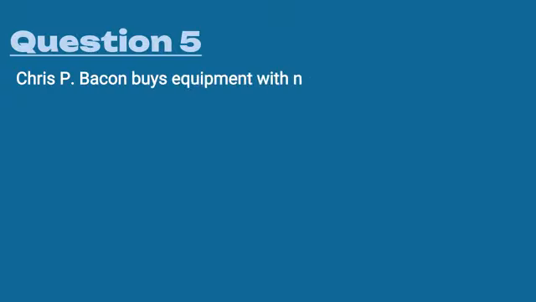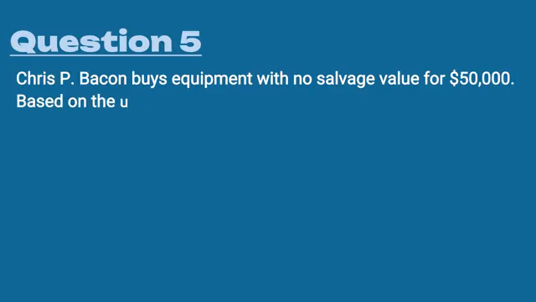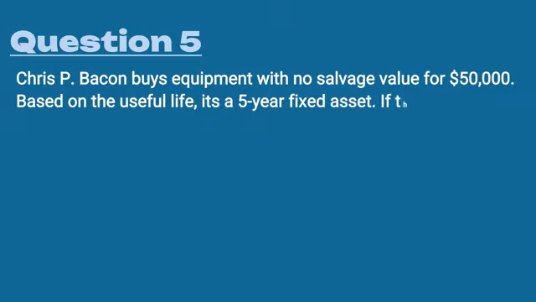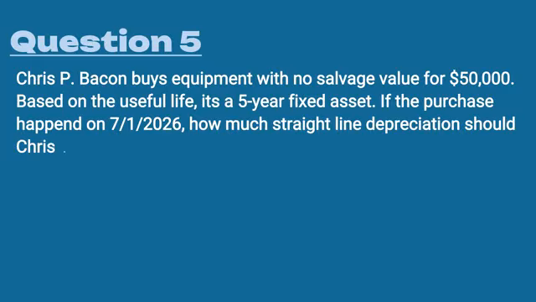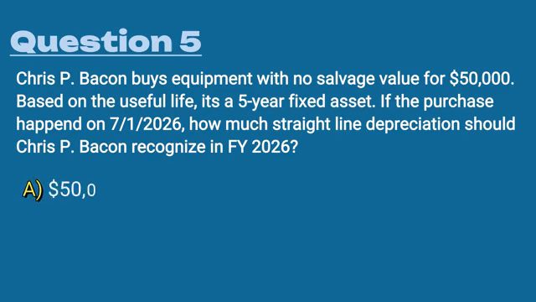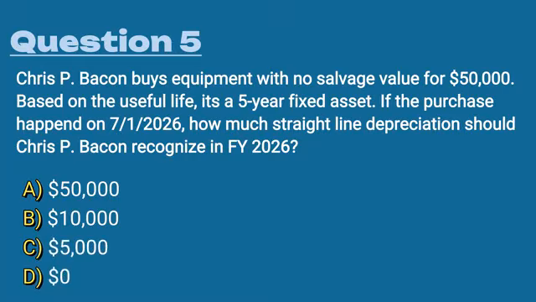Chris P. Bacon buys equipment with no salvage value for $50,000. Based on the useful life, it's a 5-year fixed asset. If the purchase happened on July 1st, 2026, how much straight-line depreciation should Chris P. Bacon recognize in fiscal year 2026? A, $50,000, B, $10,000, C, $5,000, D, 0.